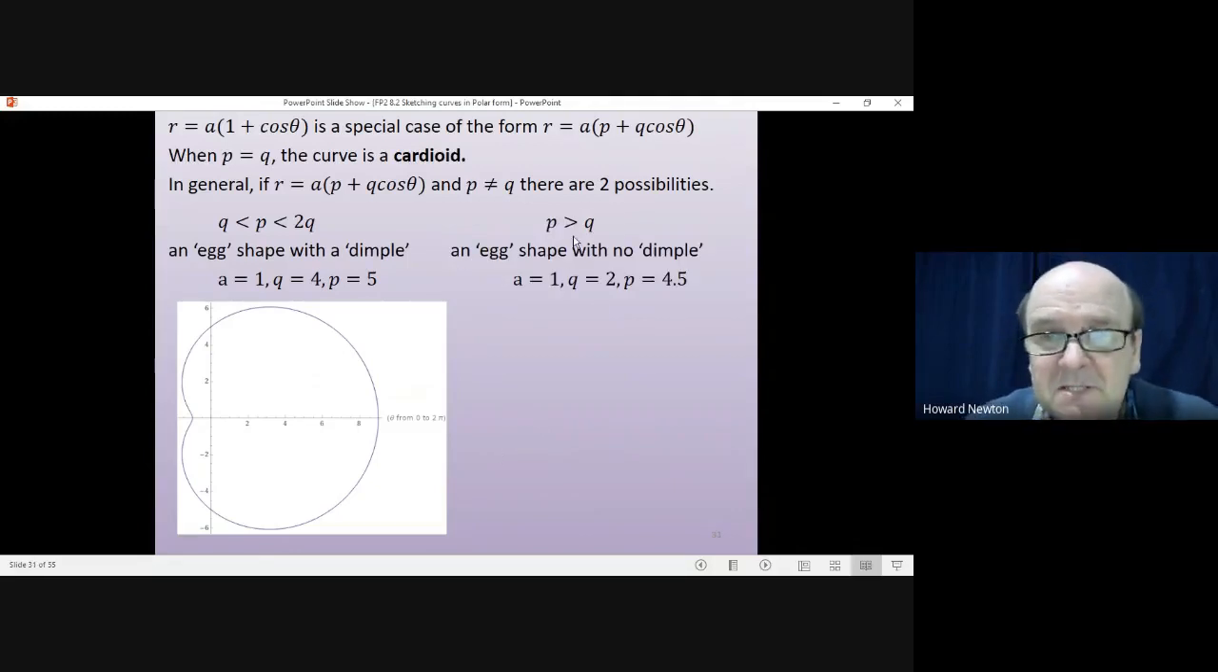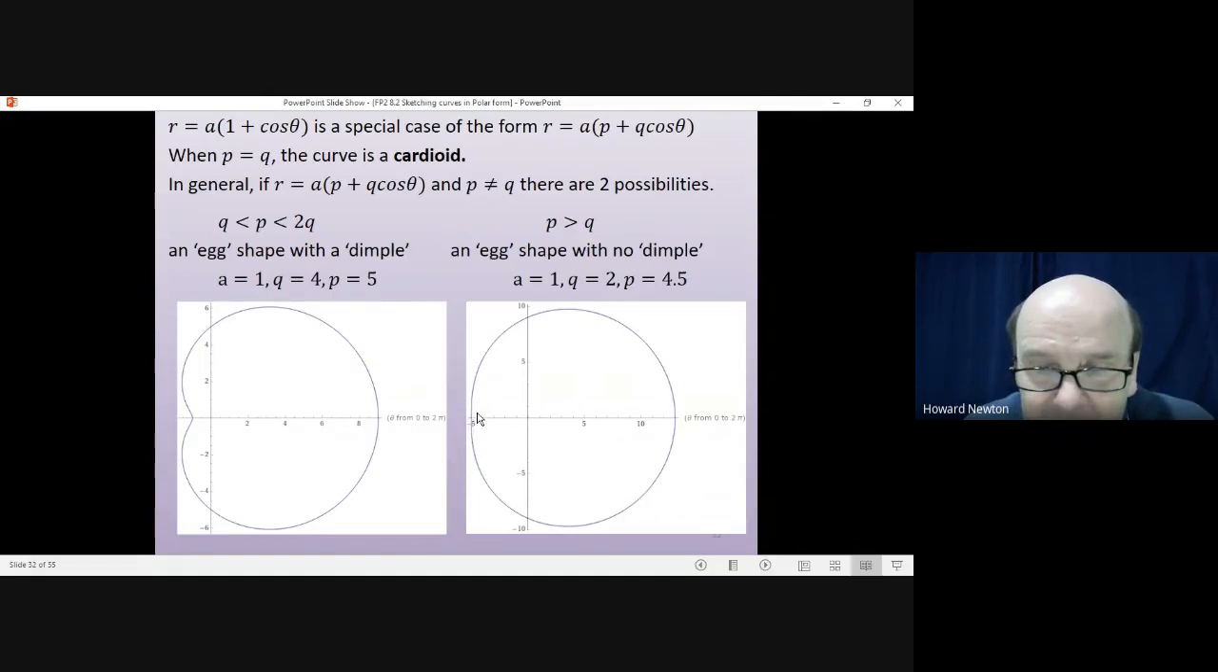The other possibility is that p is bigger than q, but it's not less than 2q. Then you still get this same sort of shape, but this dimple here vanishes completely. So, for example, if a was 1, and q was 2, and p was 4.5, then 4.5 is bigger than 2, but it's not less than double 2, it's not less than 4. And you can see here the dimple just vanishes completely, and you have this sort of egg shape.